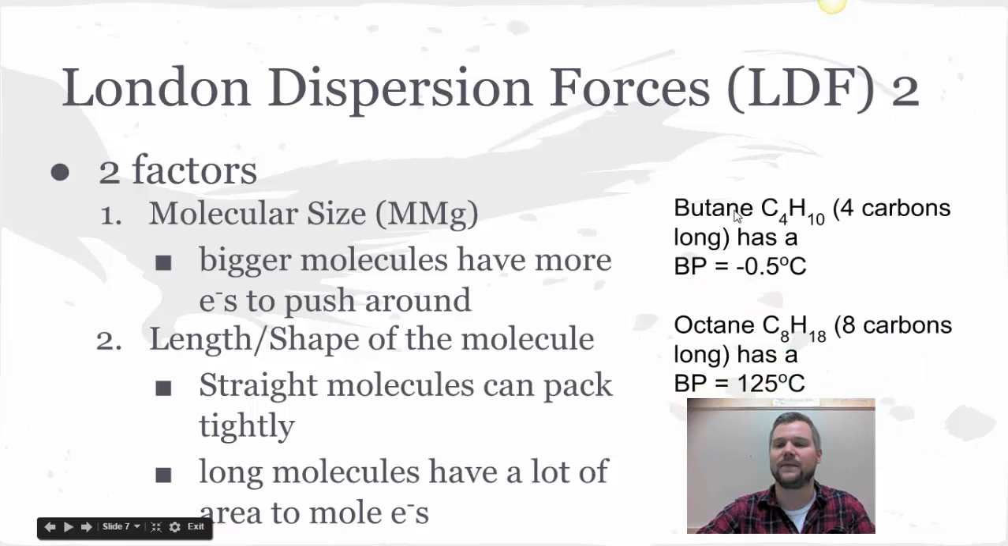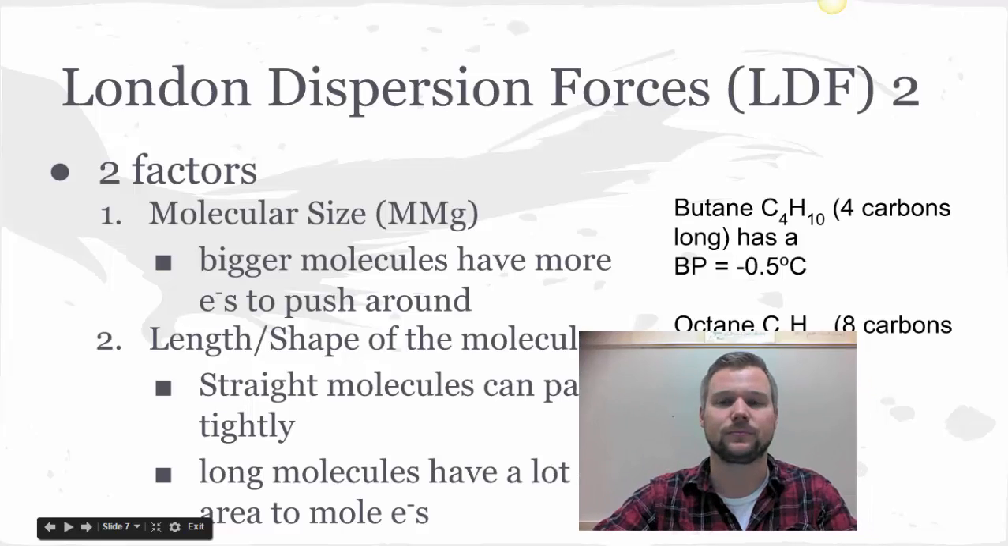So here's an example of a 4-carbon chain, butane, negative 0.5 degrees Celsius for its boiling point, whereas if you double that chain, the boiling point is tremendously higher, 125 degrees Celsius. So at room temperature, this is a gas. At room temperature, this is going to be a liquid.